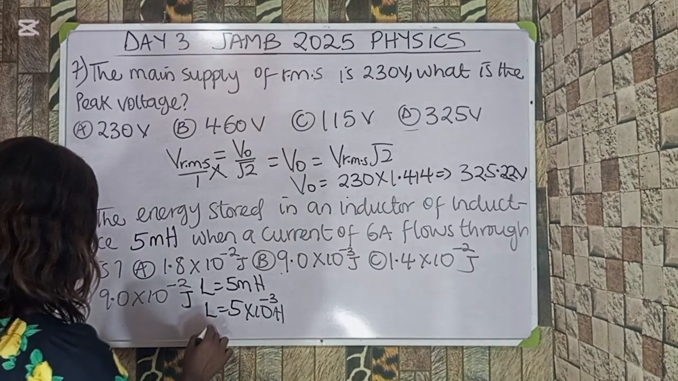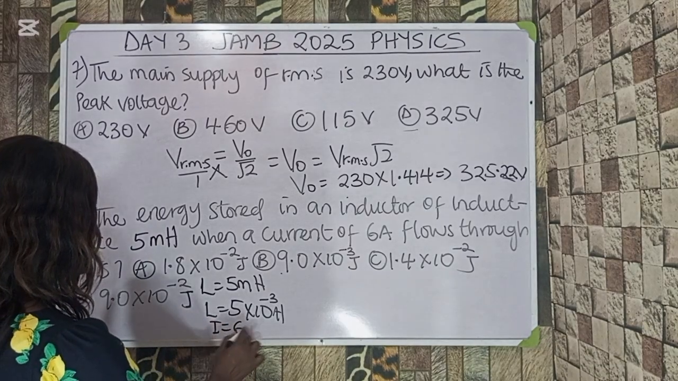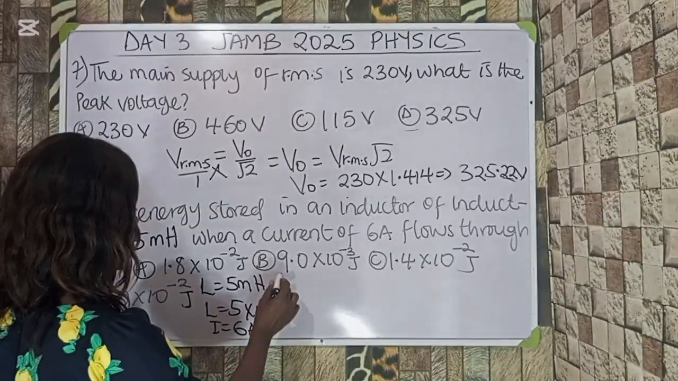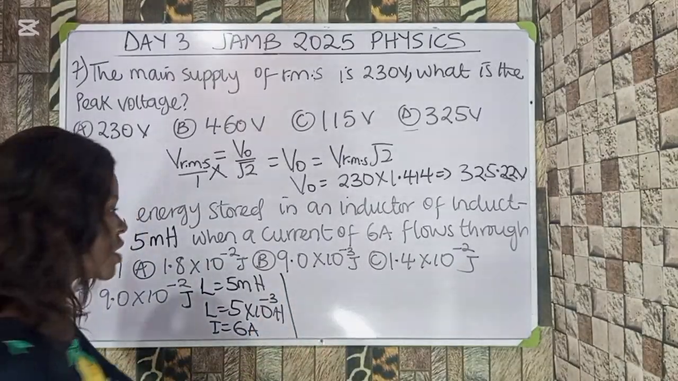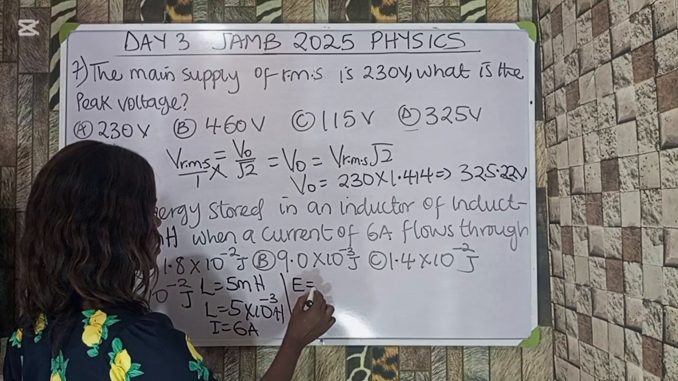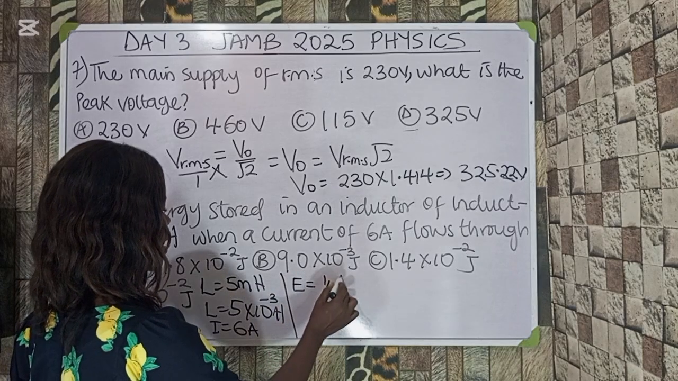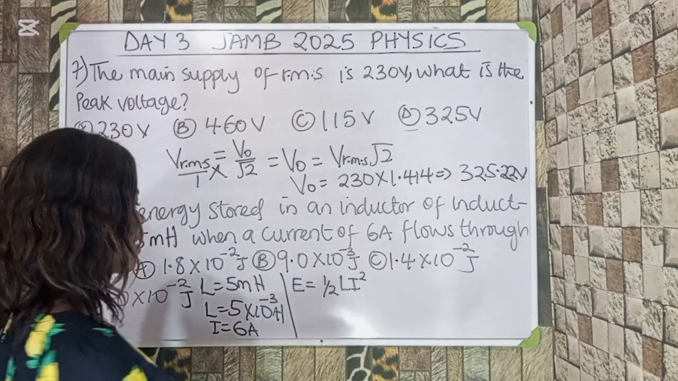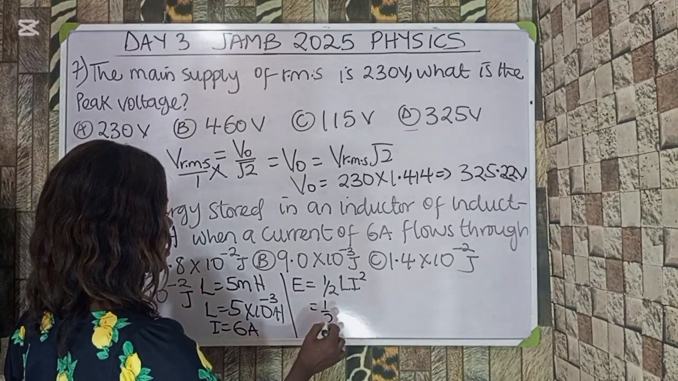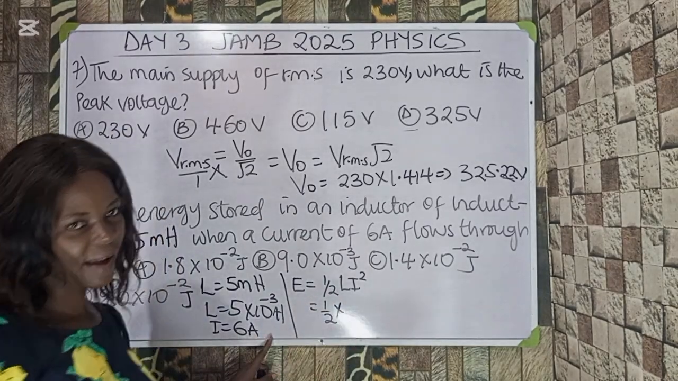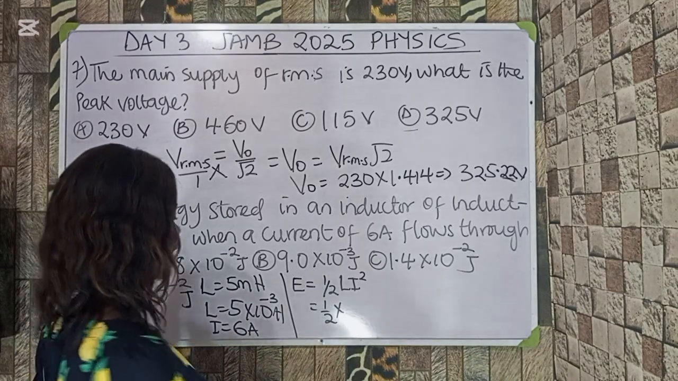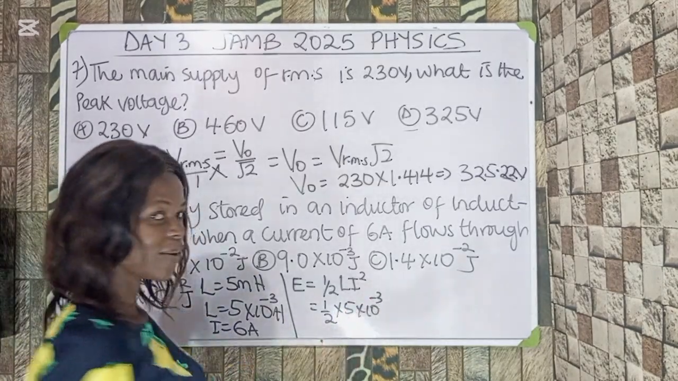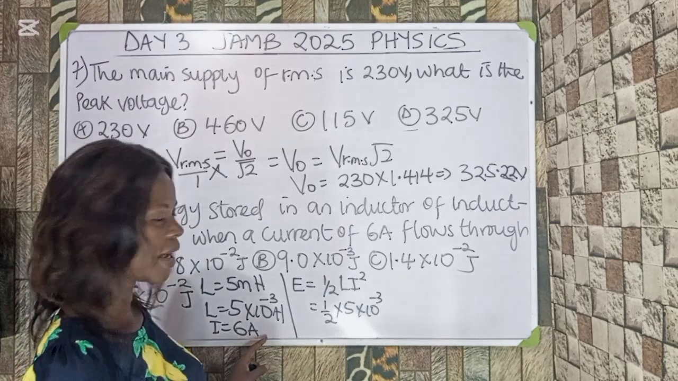Then what's the current? Current is given as what? 6 amperes. And the formula for energy stored in an inductor is E equals half L I squared. Let's just substitute into what we have, okay? So we have this is half times. So what's my L? My L is now what? I can say 5 times 10 to the power minus 3, right? Okay, so what's my I? My I is 6.